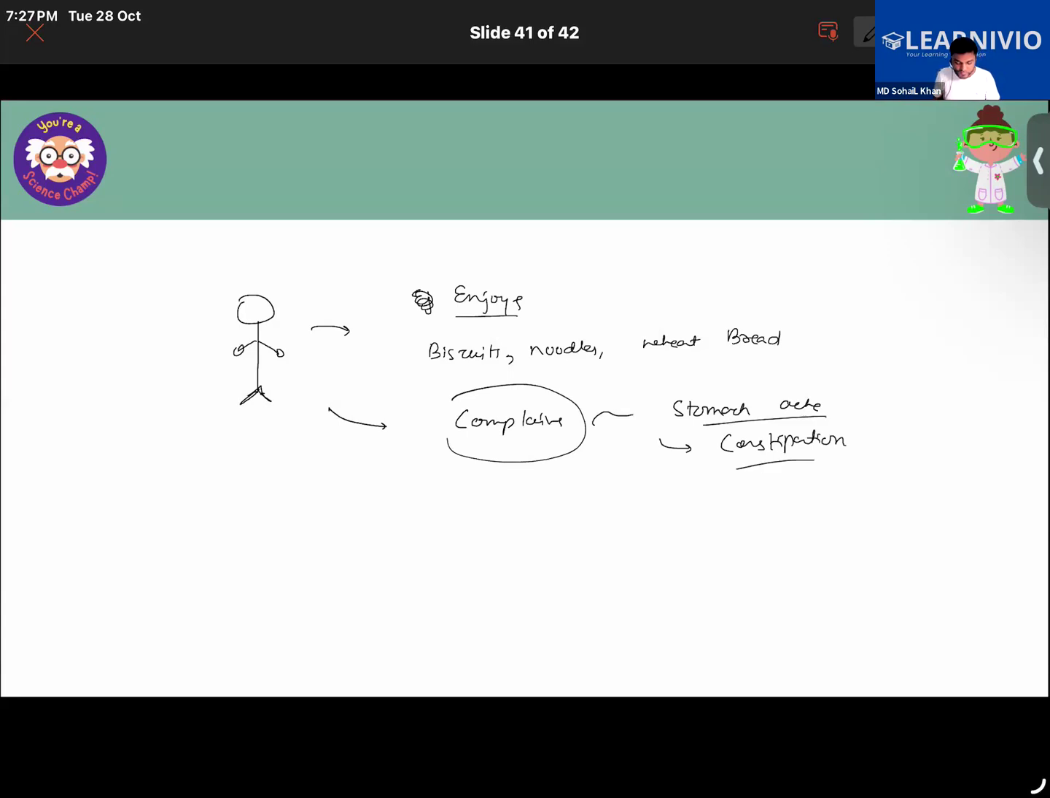So what change will you recommend to this student? What changes should he make in his diet to get rid of this problem? To get all nutrition like carbohydrate, fat, protein, minerals, and vitamins, he should be changing to a healthy diet, right? He should change to a healthy diet. Good. So that is the thing over here.